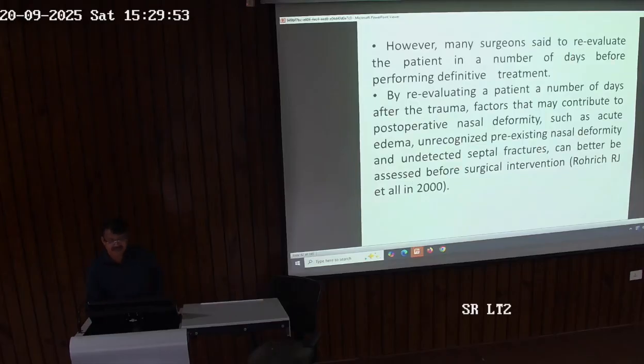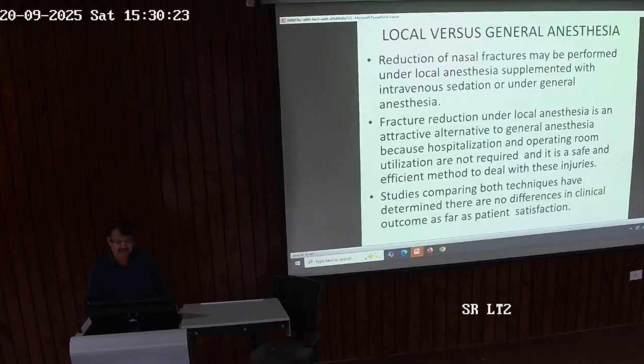However, many surgeons prefer to re-evaluate the patient in a number of days before performing definitive treatment. By re-evaluating a patient a number of days after trauma, factors that may contribute to post-operative nasal deformity, such as acute edema, recognized pre-existing nasal deformity and undetected septal fracture, can better be assessed before surgical intervention. If there is already a deformity, first we evaluate the septal deformity and the nasal deformity.